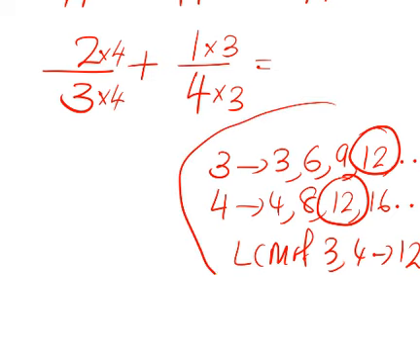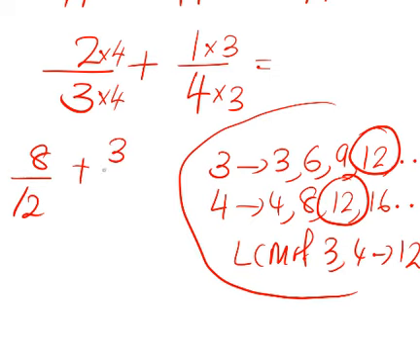So this turns into 2 times 4, 8 over 12, plus 1 times 3, 3 over 12, which is equal to, now these are like fractions. Both of them have the denominator 12. So 8 plus 3 is 11 over 12. Okay, hope it is clear. We'll show another example.